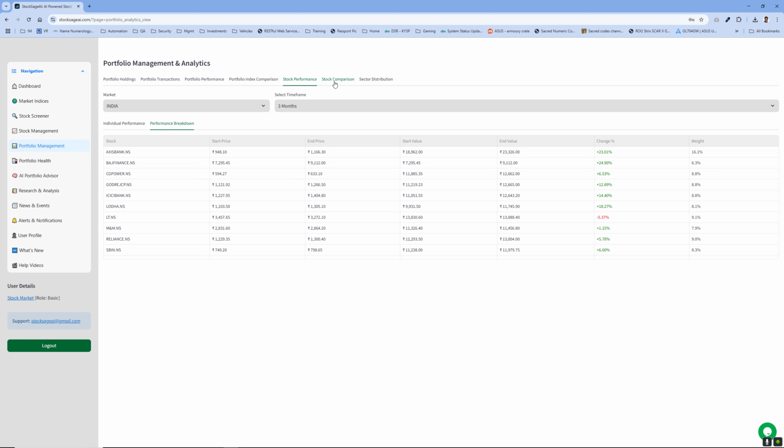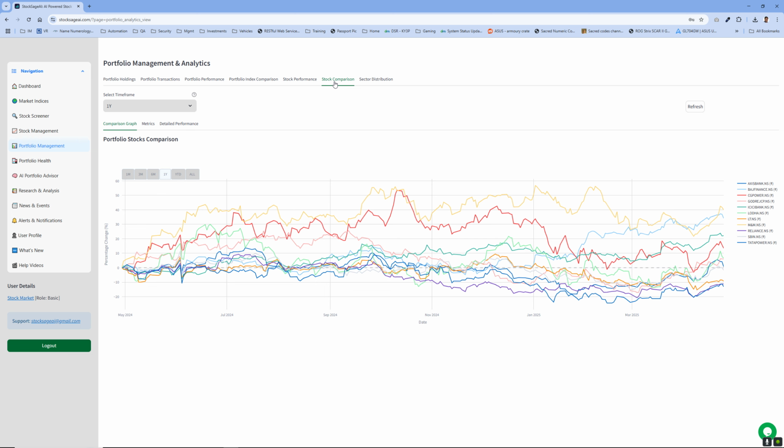Moving to the next tab, which is stock comparison. Here you can actually do a comparison of stocks with each other, like how are they performing with respect to each other over a period of time. By default, we have 1 year set as the time frame, but you can again change this value and see the performance.